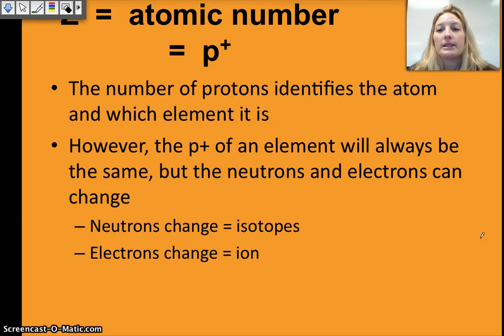So when we're looking at this atomic number, it's identifying the atom, but the other things can change in an atom. If neutrons change, we call it isotopes. This is almost like having twins. Twins look the same, but there's a few differences. That's what an isotope is. They have the same number of protons, but they have a different number of neutrons. Therefore, they're just a little bit different. When electrons change, we call that an ion. That gives it a charge. So let's talk about those two things.